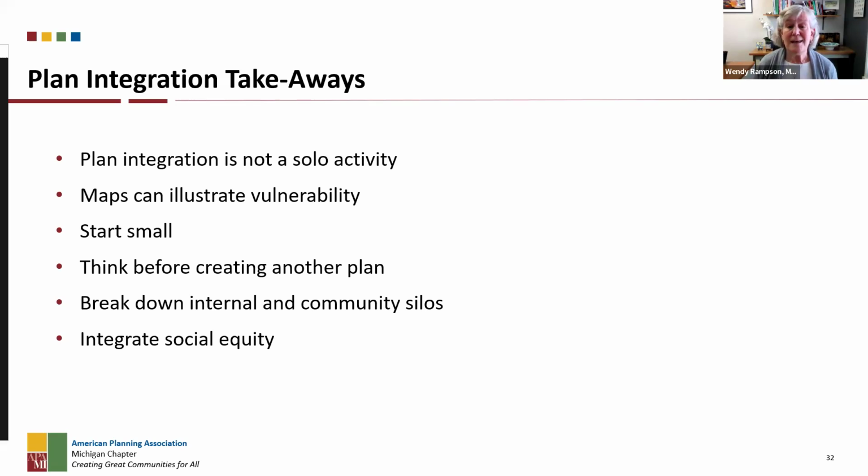Plan integration and alignment can be a really big task. Think about starting off small by testing your plan and code alignment against a new development project, for instance, to build awareness and start the ball rolling. Think before creating another plan. You saw, there's a large network of plans. You have a lot to work with already, so maybe you just consolidate plans or amend plans.